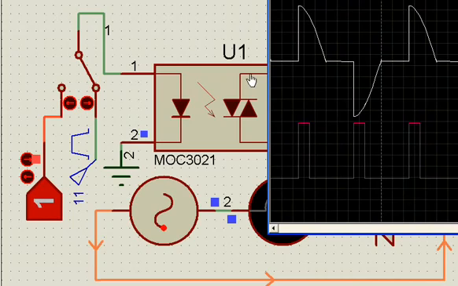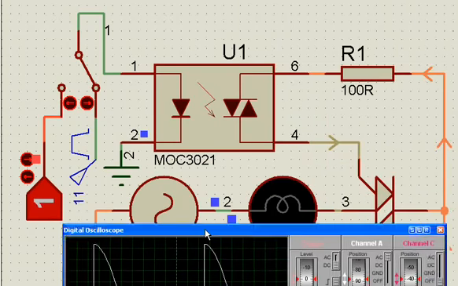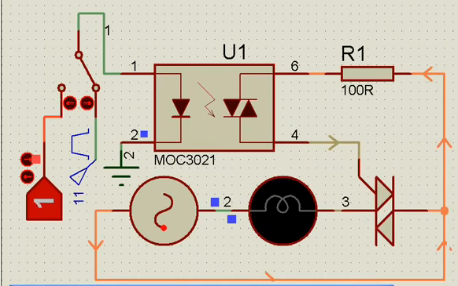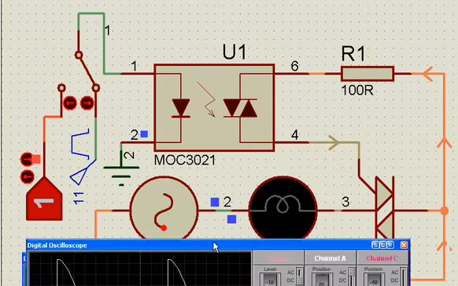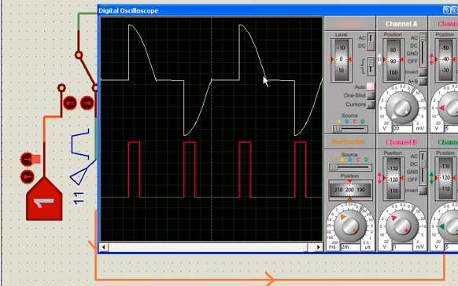It comes and stays here, waits till the LED is on. The LED is on only after 5 milliseconds. Because the LED is on after 5 milliseconds, the triggering takes place after 5 milliseconds for this positive half cycle, and that is how the current flows this way, and you get the positive half cycle like this.